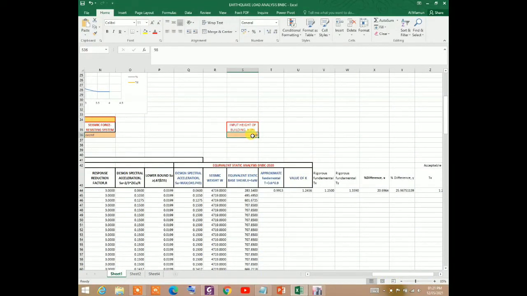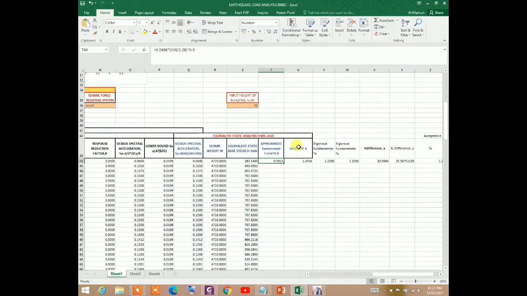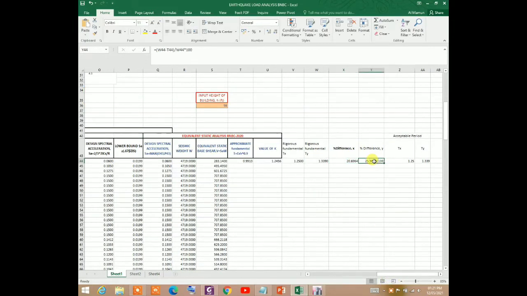Since the height of the building is 98 feet, I have input 98 feet. You see the approximate fundamental period is 0.9913, and the exact fundamental period in the X direction is 1.25 that we have found from the analysis, and in the Y direction is 1.339. You see the difference between approximate and exact is 20% in the X direction and 25% in the Y direction, so it is less than 40%. So the acceptable fundamental period of vibration is T equals 1.25 and 1.339. We should use it to determine the design spectral acceleration.